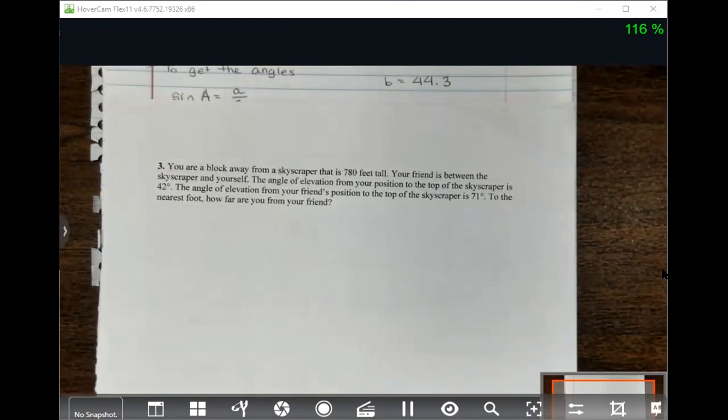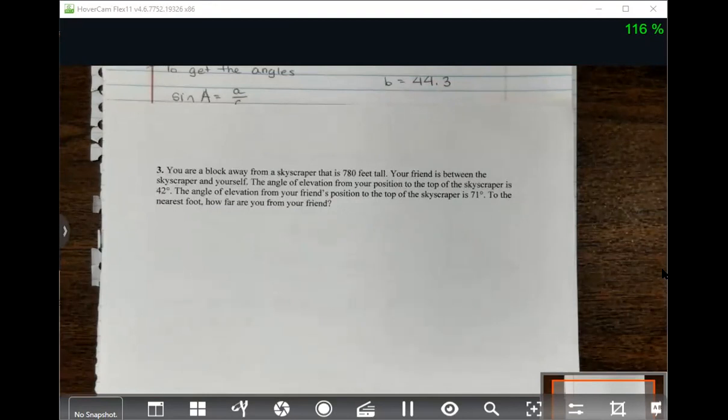Okay, here's a little group participation because you are in this problem. You are a block away from a skyscraper that is 780 feet tall. Your friend is between the skyscraper and yourself. The angle of elevation from your position to the top of the skyscraper is 42 degrees. The angle of elevation from your friend's position to the top of the skyscraper is 71 degrees. To the nearest foot, how far are you from your friend? You stalker, you.